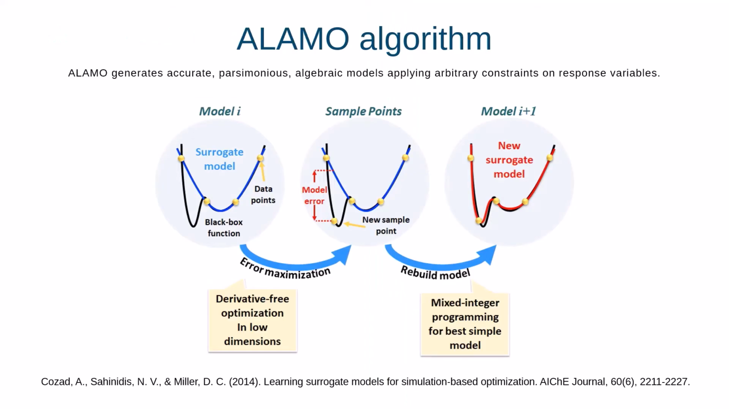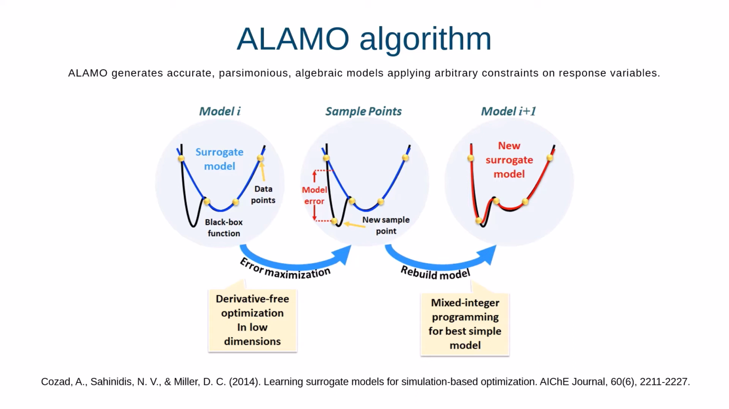The Alamo algorithm factors in these considerations to deliver a method capable of generating accurate, parsimonious, algebraic models that can incorporate arbitrary constraints on response variables. Briefly, the algorithm proceeds by generating an initial model with all currently available data points, termed model I in this figure. If we do not have access to a simulator or experiments to generate more data points, we are done.